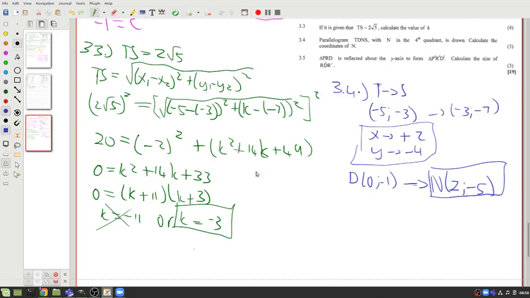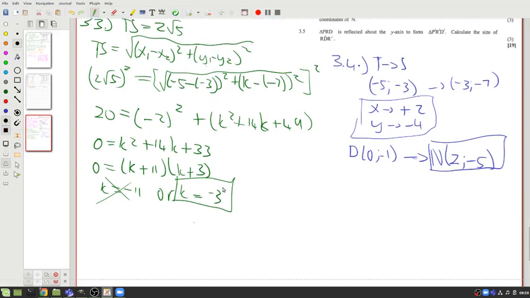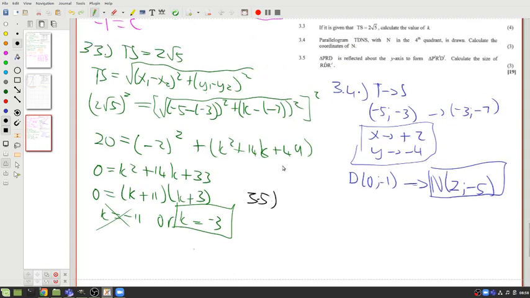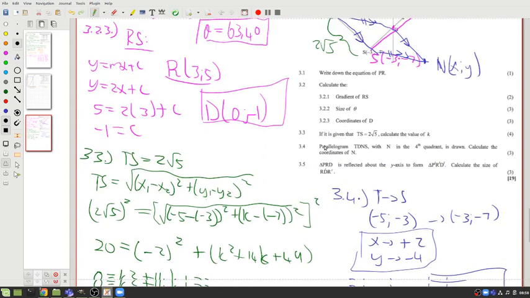And then finally we get to question 3.5. Let's do that one in black. 3.5. Alright, triangle PRD is reflected about the y-axis to form P prime, R prime, D prime. Calculate the size of angle RDR prime. Okay, let's see what happens here.